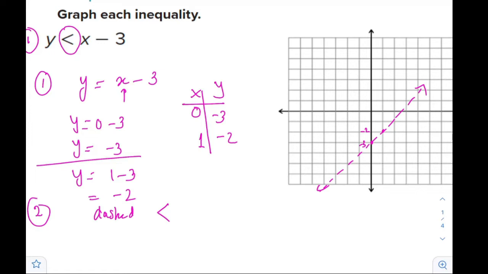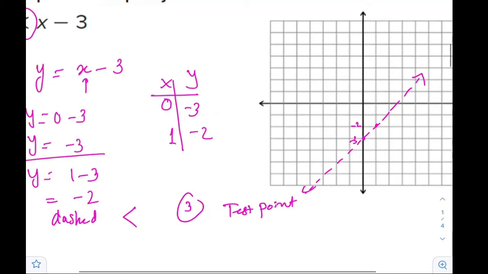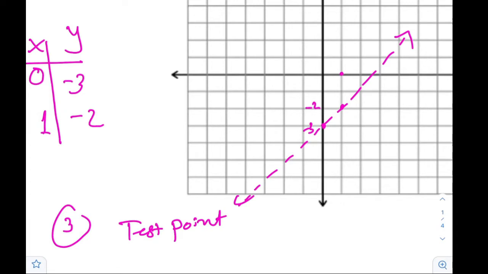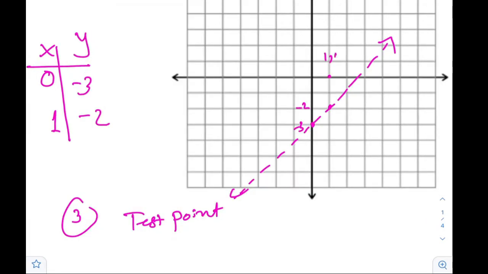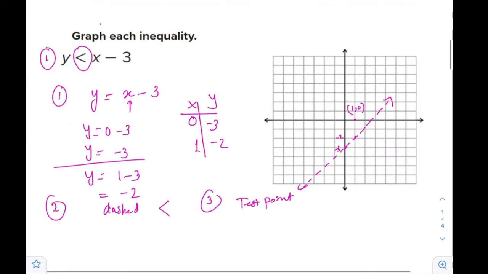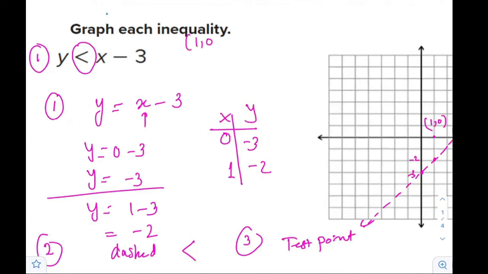Then to decide which region we are going to shade, above the line or below the line, let's take a test point. The test point should not be on the boundary line itself. So let's choose any test point above the line, let's say. If you take this point, what is the coordinate of this point? This point is 1 and 0. Let's replace x and y here with 1 and 0 and check whether it gives us the correct inequality or not.